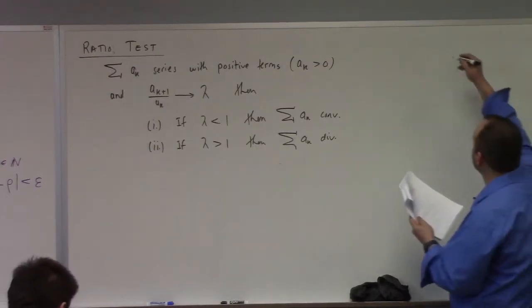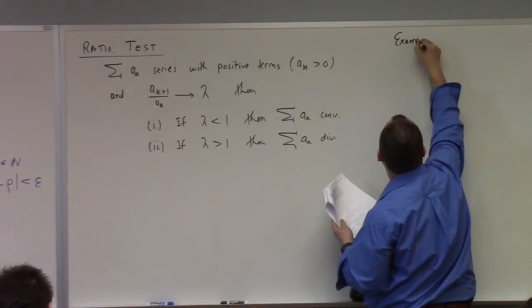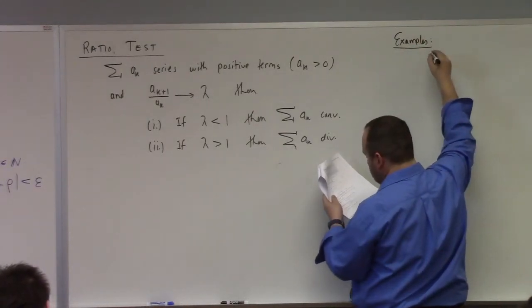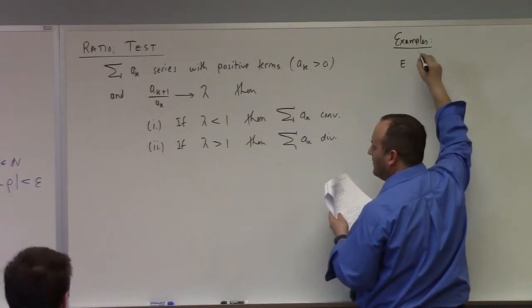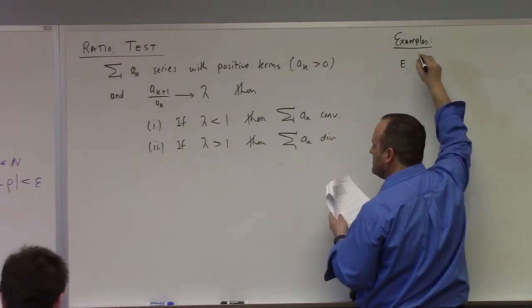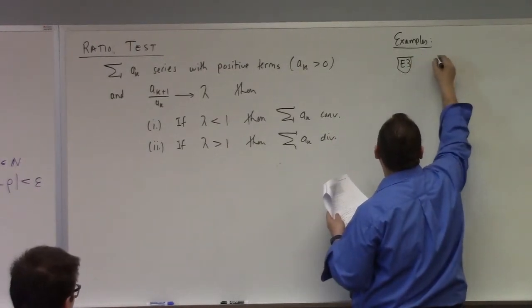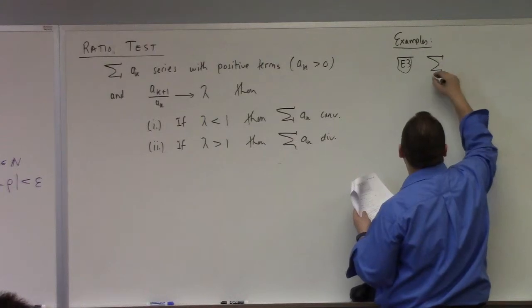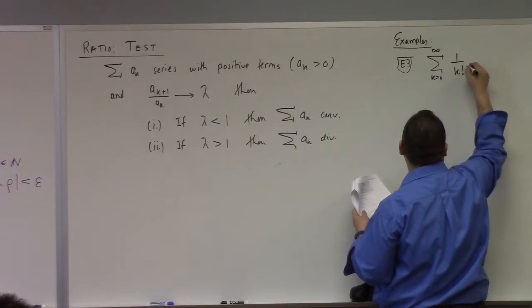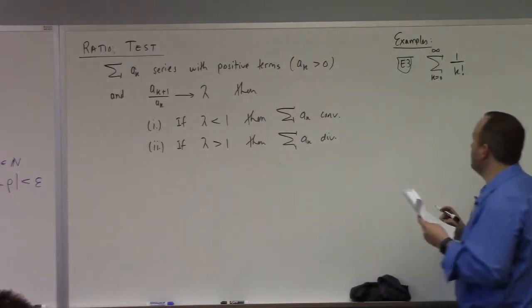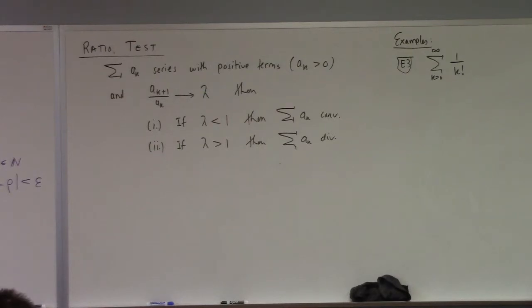Let's look at some examples. How many examples did I already do? I don't remember. I think this is the third, right? So here's one. Sum k equals 0 to infinity of 1 over k factorial. So what do you think the right tool is here, root or ratio?